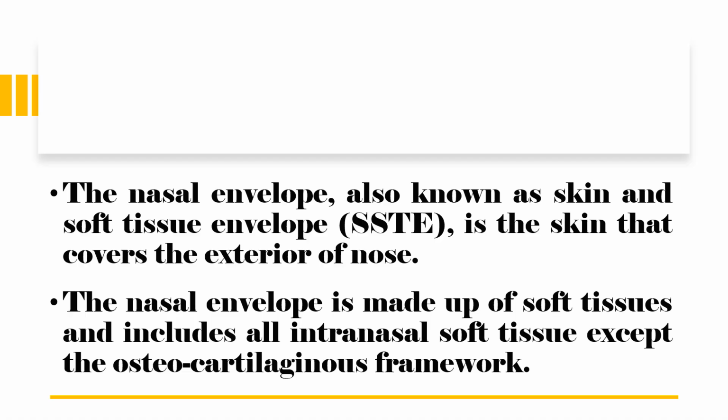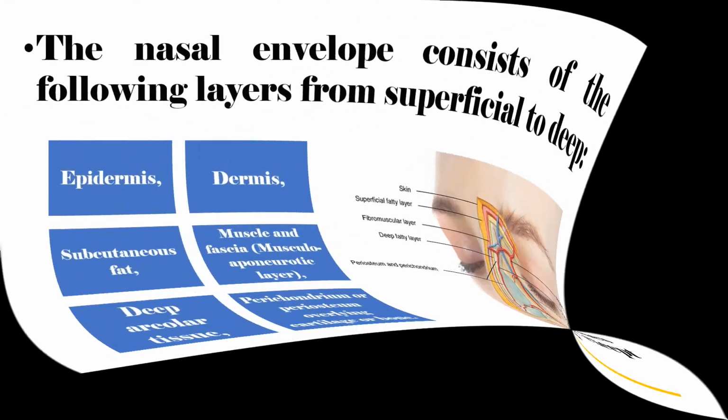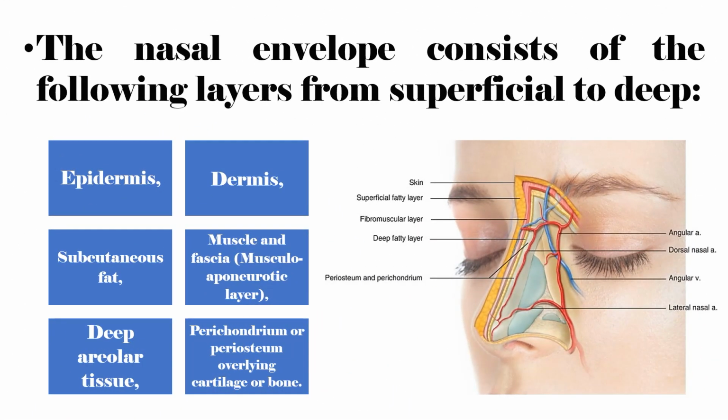The nasal envelope, also known as the skin and soft tissue envelope, is the skin that covers the exterior of the nose. It is made up of soft tissues and includes all intranasal soft tissue except the osteocartilaginous framework. It consists of the following layers from superficial to deep: epidermis, dermis, subcutaneous fat, muscle and fascia, musculoaponeurotic layer, deep areolar tissue, and perichondrium or periosteum overlying cartilage or bone.